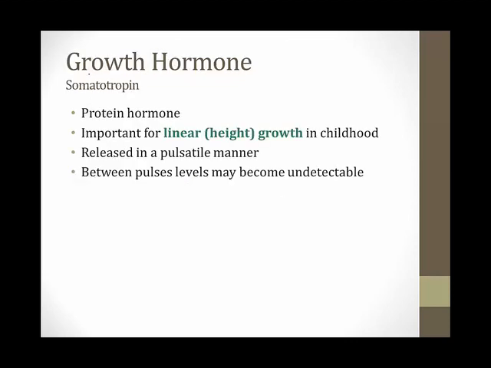Moving on, now we'll talk about growth hormone, which is another anterior pituitary hormone. It's also called somatotropin. It is a protein hormone, and it's important for linear growth in childhood, especially for height and growth of the arms and the legs. It's released in a pulsatile manner, which is relatively unique.